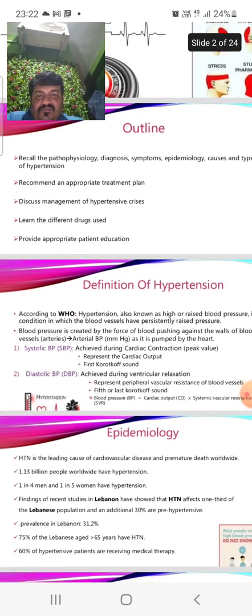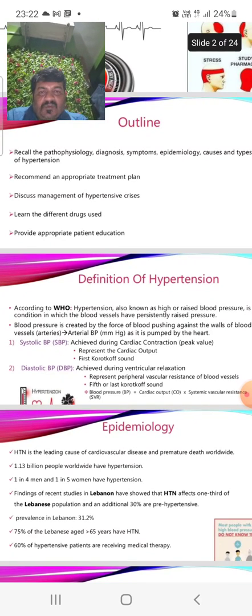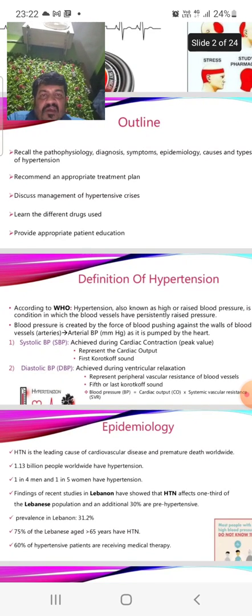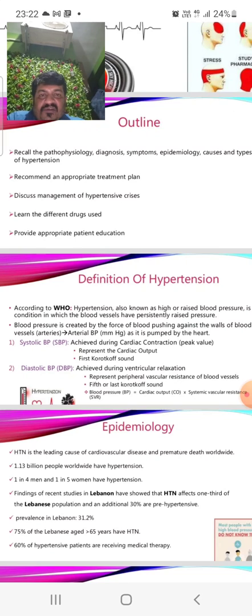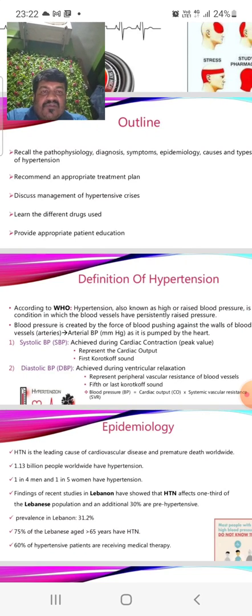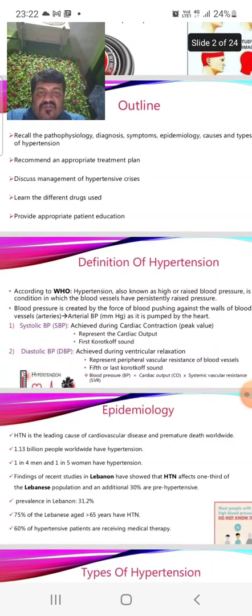So now, what is diastolic blood pressure? Acute during ventricular relaxation, it represents the peripheral vascular resistance of blood vessels, and corresponds to the fifth or last Korotkoff sound.